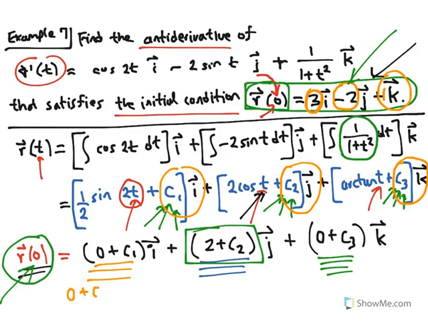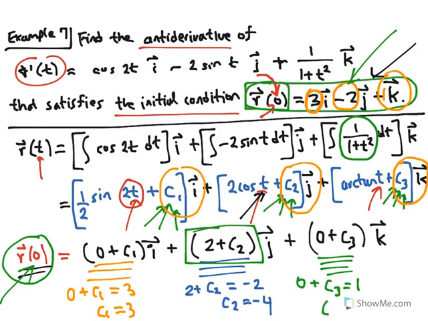So when we do that, we get 0 plus c sub 1 is equal to 3. And then we get 2 plus c sub 2 is equal to negative 2. And then we get 0 plus c sub 3 is equal to 1. So now I get c sub 1 is equal to 3. When you solve for c sub 2 from the second equation, you can subtract 2 from both sides of the equation. You get c sub 2 is negative 4, and c sub 3 is equal to 1. So the important thing is you need to evaluate.